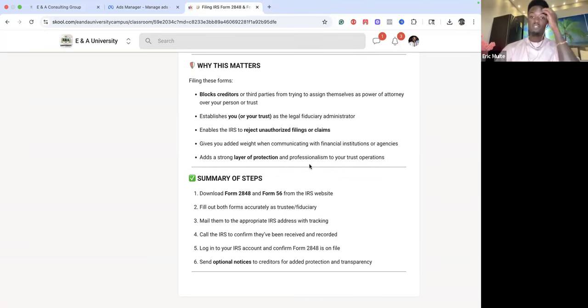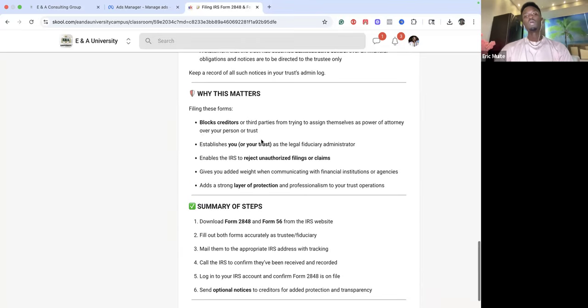So again, this is mainly to have this stuff on file, right? Once you have them on file, when you make a claim, you say, hey, I'm the power of attorney. And they say, well, prove it, right? Because everything's based on assumption, presumption until it's rebutted. And you're going to rebut it with the 2848 and the 56. That's it. It's simple. And with these two documents, the main benefit is to block the creditors and third parties from attempting to assign themselves over you.